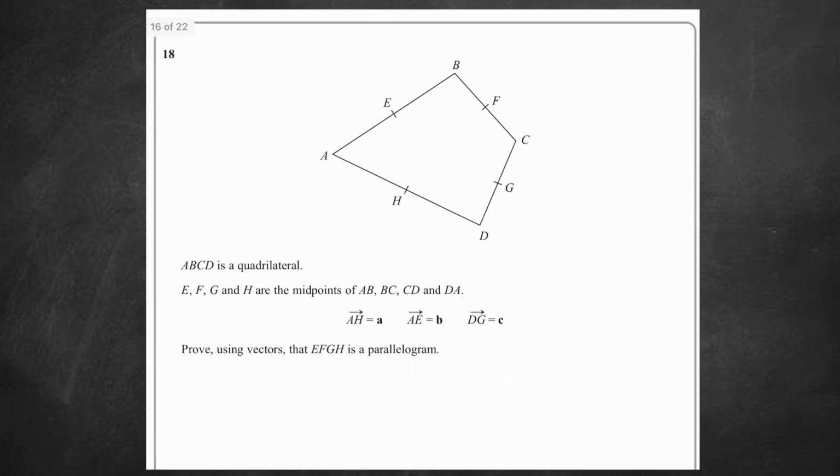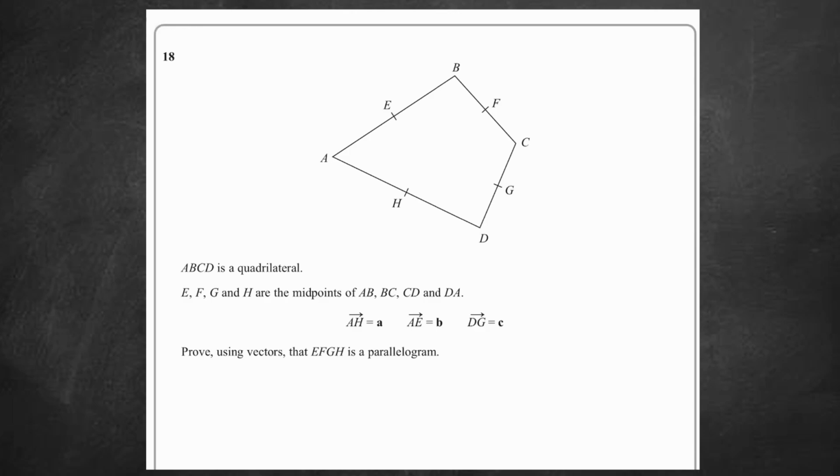Question 18. ABCD is a quadrilateral. E, F, G, and H are the midpoints of AB, BC, CD, and DA. Prove using vectors that EFGH is a parallelogram. I'm just going to draw on this diagram to visually make this a bit easier. So, for this to be a parallelogram, EH needs to equal FG, or HG needs to equal EF. So I'm actually going to write that down.